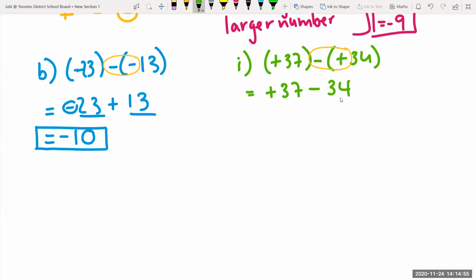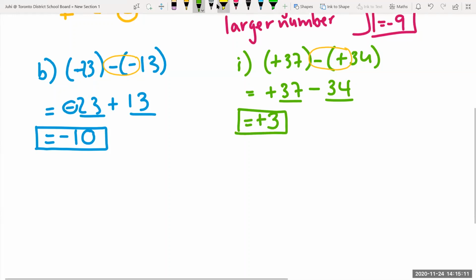Now here we have two different signs. So again, we're going to subtract these numbers. 37 take away 34 is just 3. The bigger number is 37 and the sign in front of it is positive. You don't need to write down the positive. You can just leave it as just a 3. Okay.